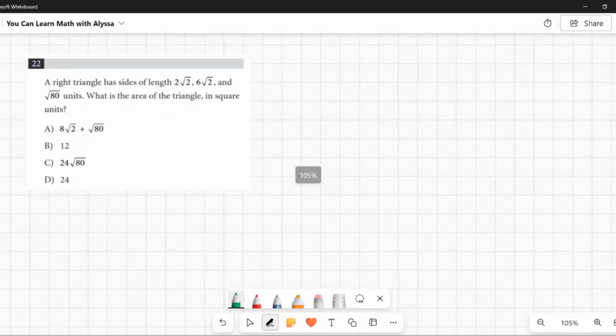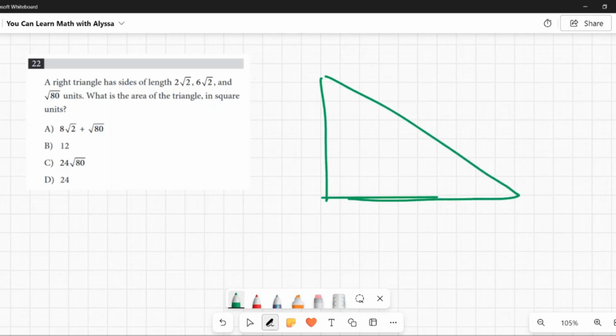Number 22. A right triangle has sides of length 2 square root of 2, 6 square root of 2, and square root of 80 units. Okay. I think the only sort of trip up that might be here is not being sure which leg of the triangle is which. That can happen.